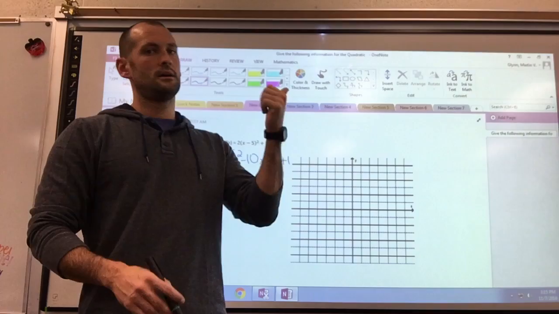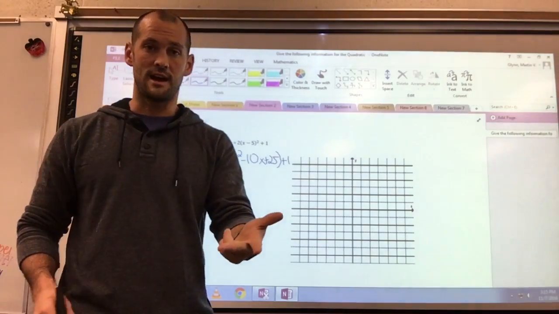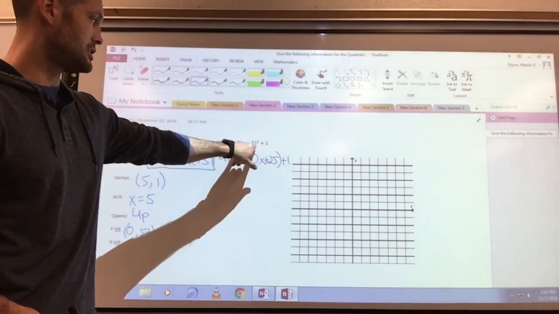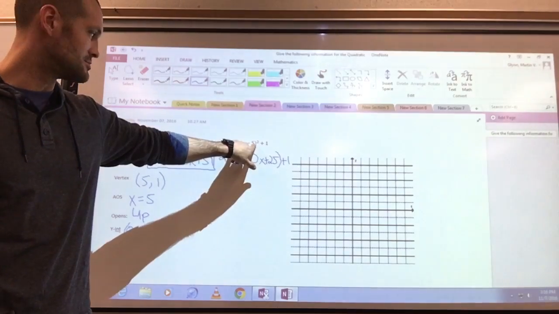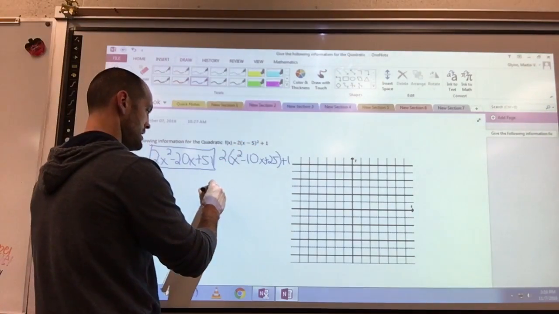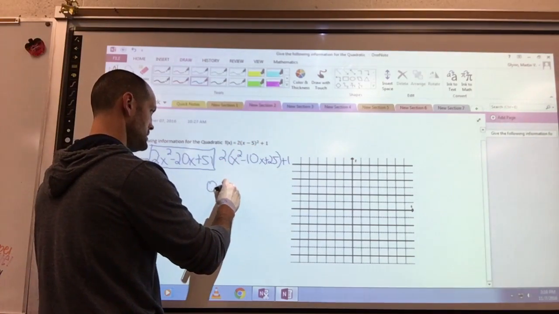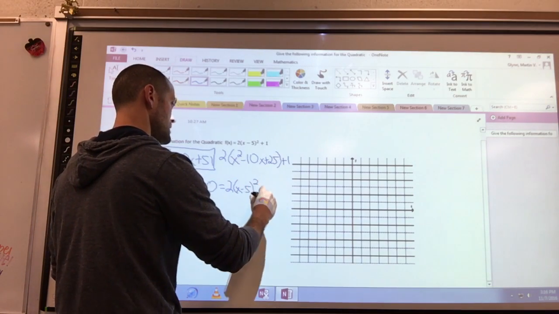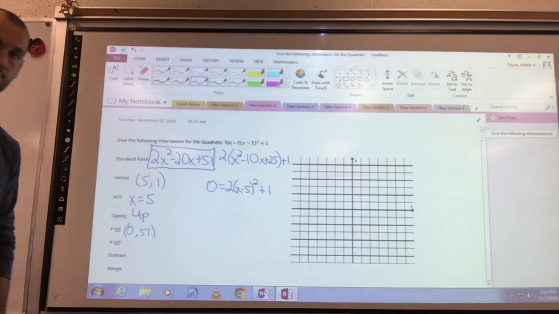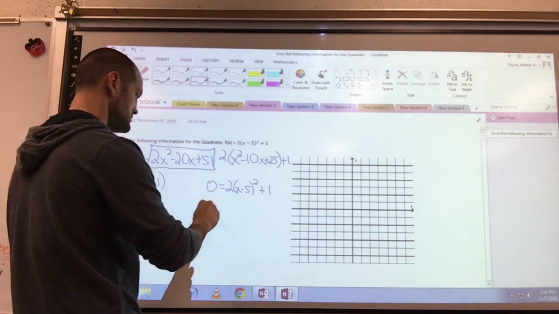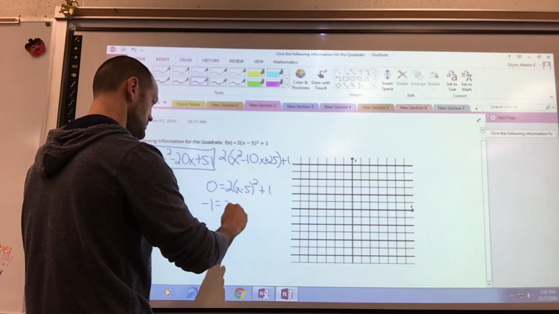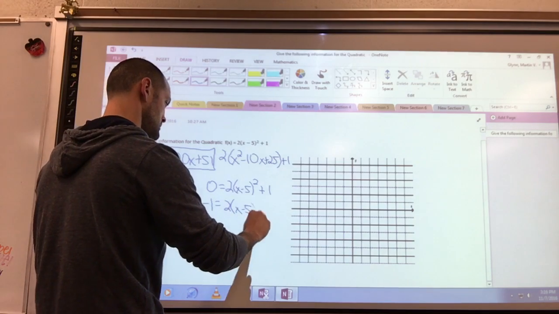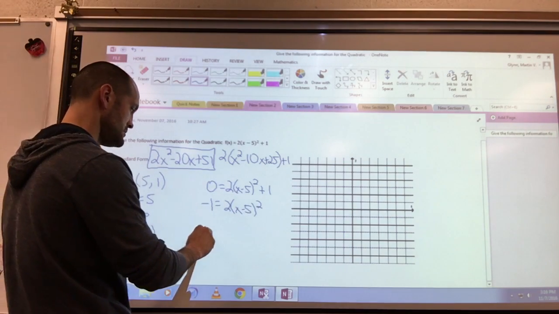Completing the square, quadratic formula. You can try and factor. Now what I'm going to do is take a look at my original equation. I'm going to solve this way. I know that I have 0 equals 2 times the quantity x minus 5 squared plus 1. All right, I'm going to subtract the 1. I'm going to divide by 2.